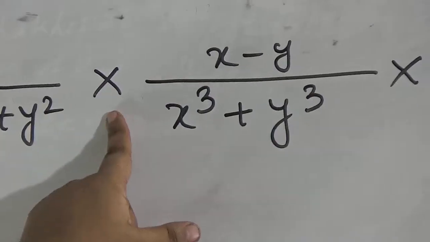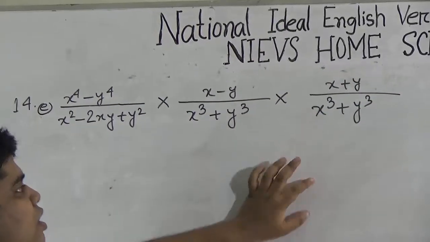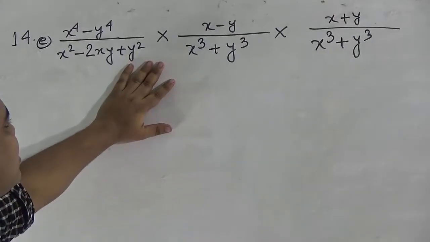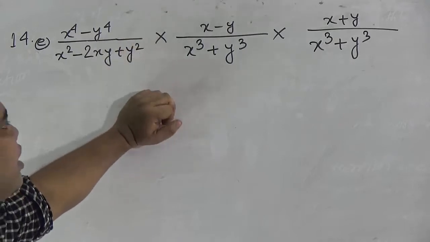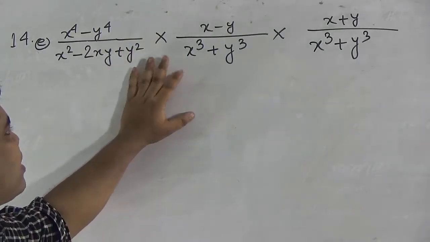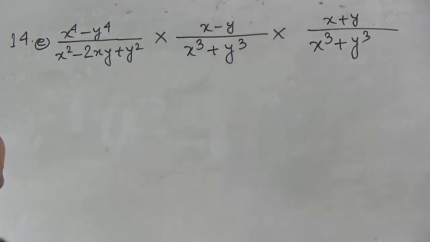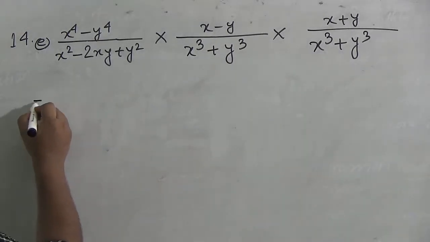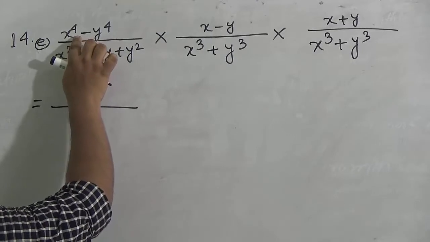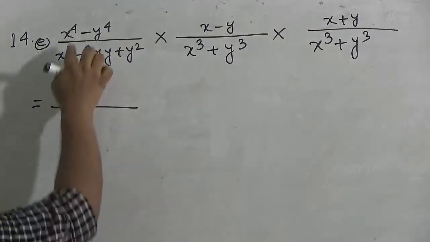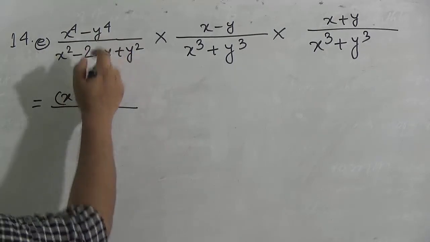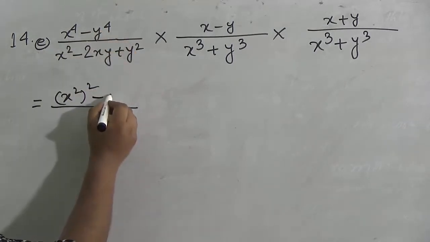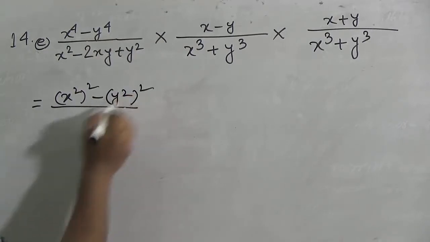Here multiply means first expression multiplied by second expression multiplied by third expression. So in order to solve these fractions, the numerator and denominator of each fraction must be resolved into factors. So let us start. Our first expression, numerator is x to the power 4 minus y to the power 4. As x to the power 4, we write it x square whole square, and minus sign is here, we write y to the power 4 as y square whole square.